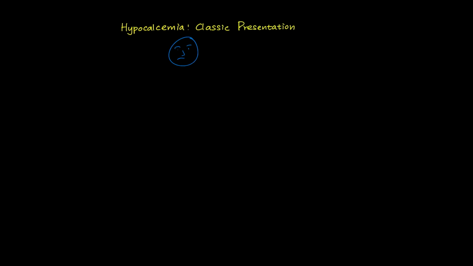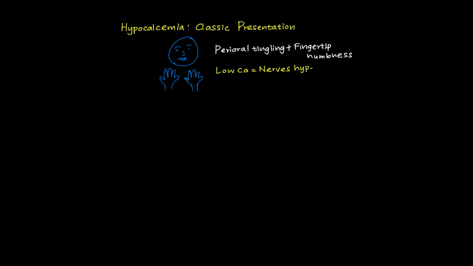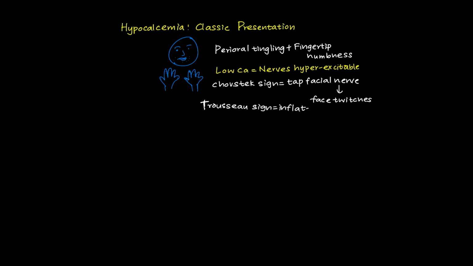These are textbook hypocalcemia symptoms. The perioral tingling and fingertip numbness happen because low calcium makes nerves hyperexcitable. They fire too easily. This is also where Chvostek sign and Trousseau sign come from. Tap the facial nerve and the face twitches. That's Chvostek. Inflate a blood pressure cuff and the hand spasms. That's Trousseau. Both confirm neuromuscular irritability from low calcium, so the nurse should review the serum calcium level first.